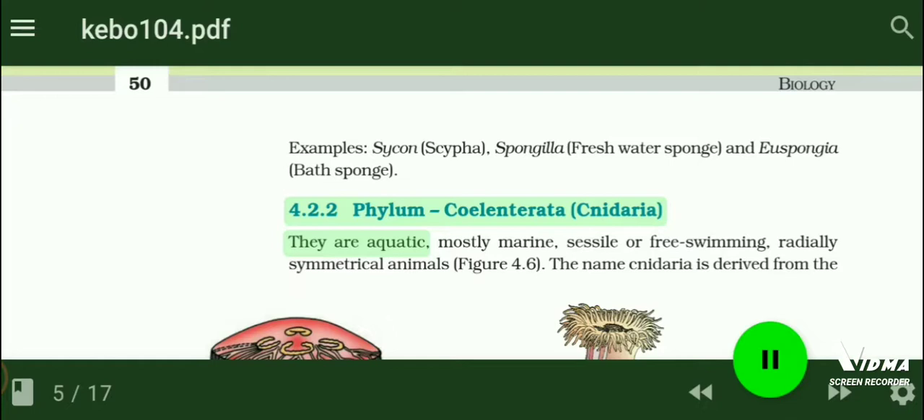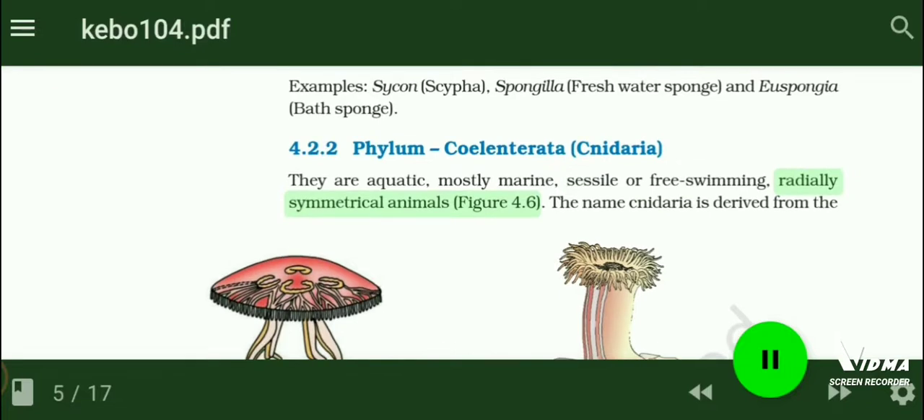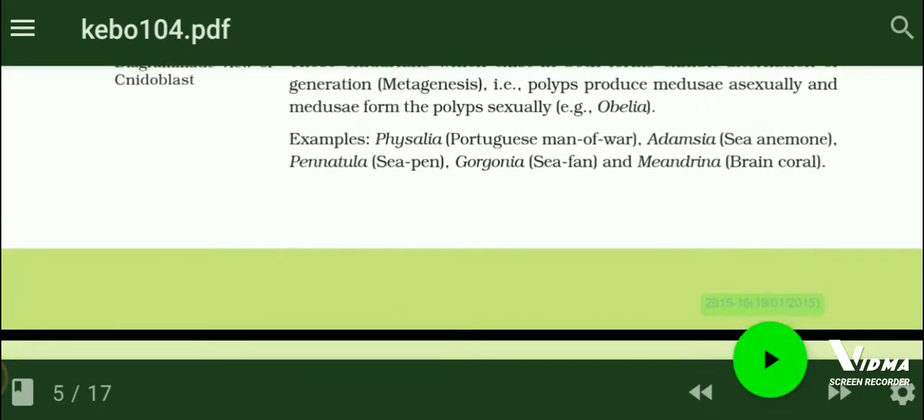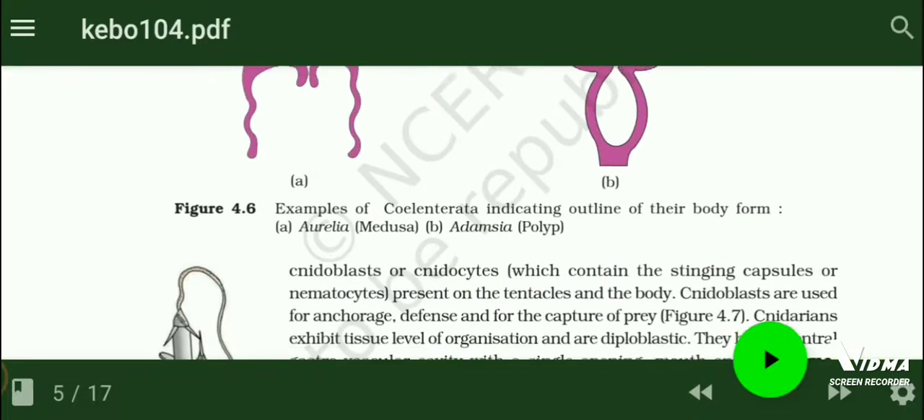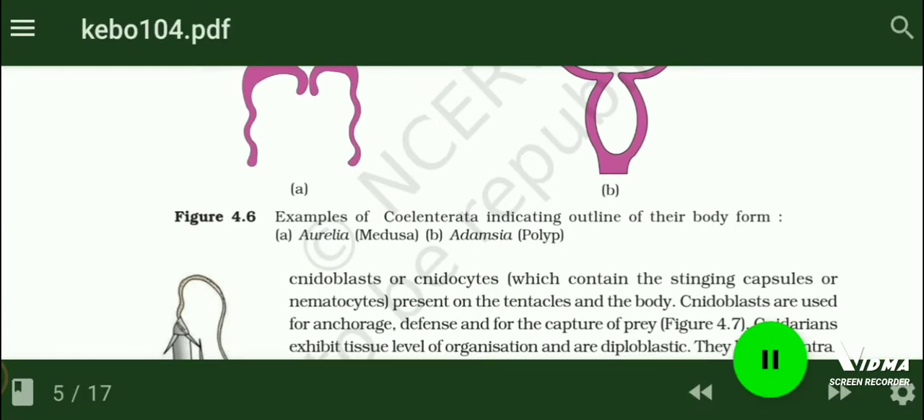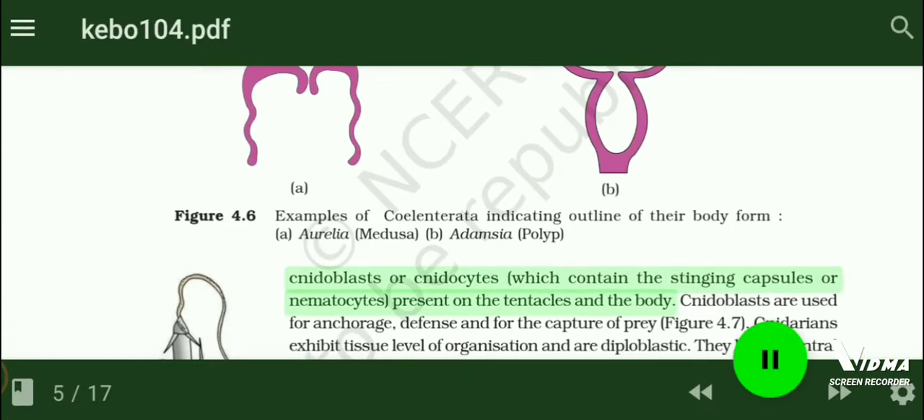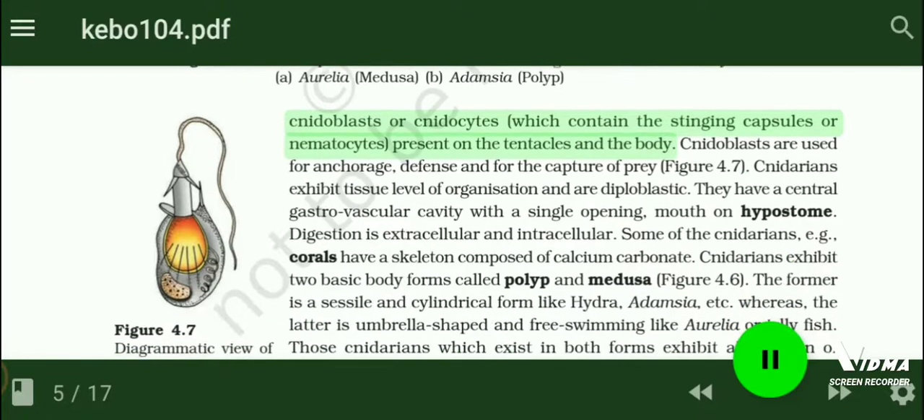4.2.2 Phylum Coelenterata (Cnidaria). They are aquatic, mostly marine, sessile or free swimming, radially symmetrical animals. The name Cnidaria is derived from the cnidoblasts or cnidocytes, which contain the stinging capsules or nematocysts present on the tentacles and the body. Cnidoblasts are used for anchorage, defense and for the capture of prey.